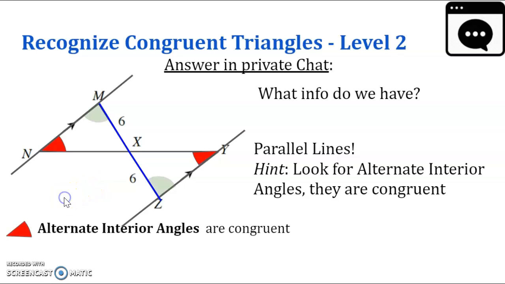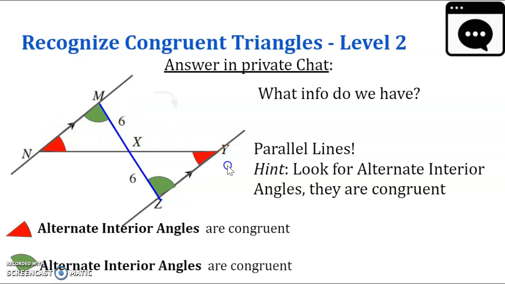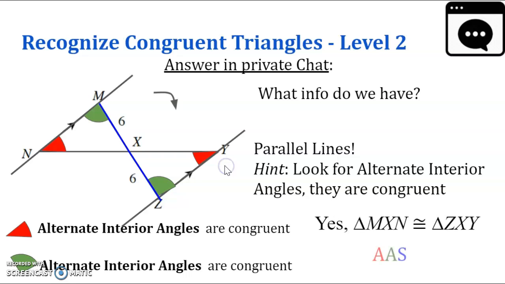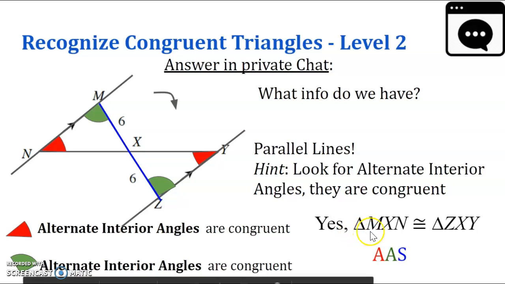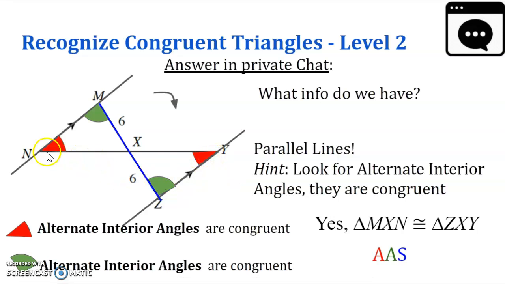Do we have anything else? Well, we have another pair of alternate interior angles. In this case, this is the other Z pair. So angle M and angle Z are congruent, which means we have an angle congruent, another angle congruent, and then finally a third side that is congruent. So angle, angle, side. We can say the two triangles are congruent by AAS, and you do need to match up the letters. M corresponds to Z, they are the green angles, and N matches up with Y because they are the red angles.